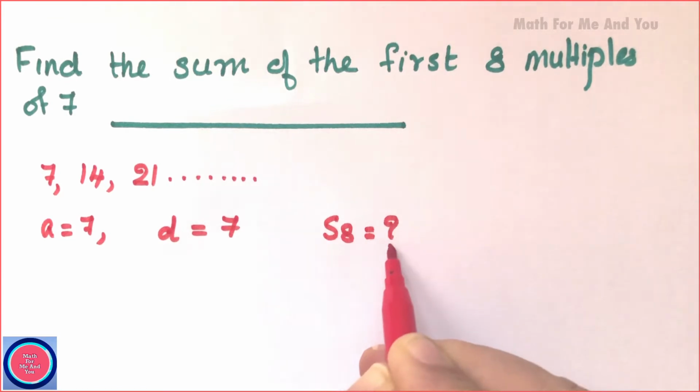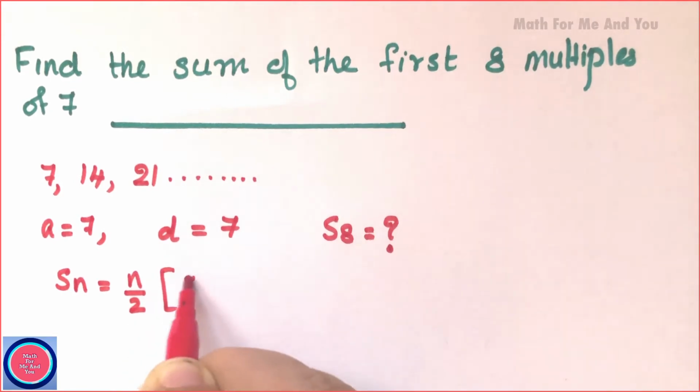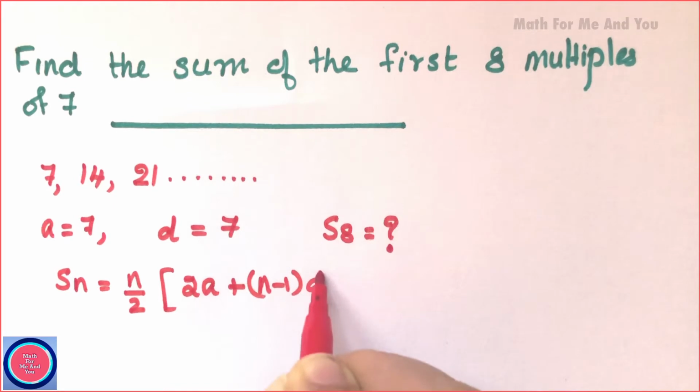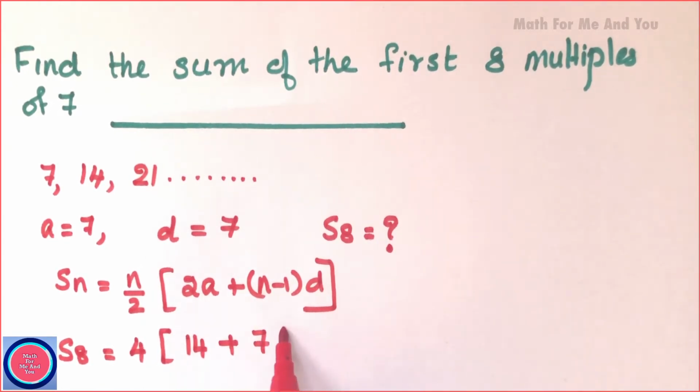S8 we have to find. We know the formula Sn, sum of n terms. Sn is equal to n over 2 times 2a plus n minus 1 into D. Now we need to find S8. In place of n, we are going to put 8. So n over 2, 8 over 2, how much? 4 times 2a, 2 times 7, 14 plus n minus 1, 8 minus 1, that is 7. And D is also 7.